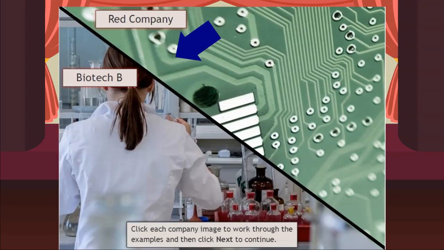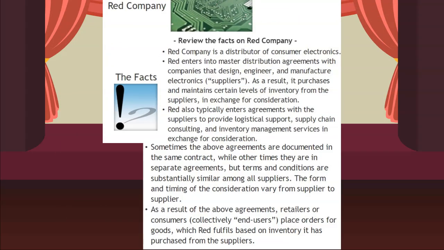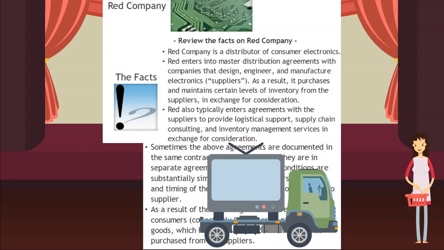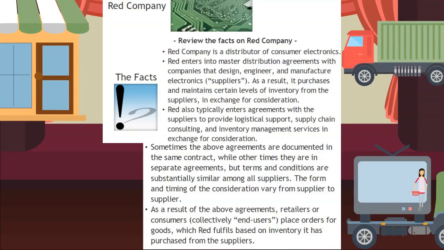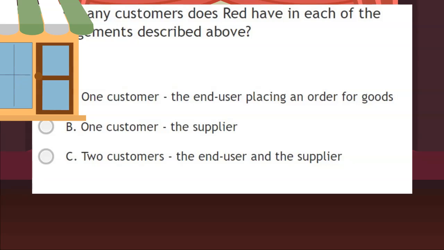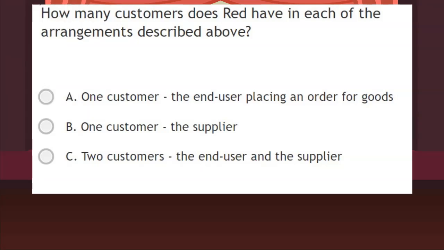Review the facts about Red Company and how those facts are used to define the customer. You can take a second to pause and read the full text here, but what's important to take away is that Red Company is a distributor of consumer electronics to the end customer, as well as a logistics company for the suppliers. Now let's use the facts that we just learned about Red Company to answer a question regarding defining the customer.